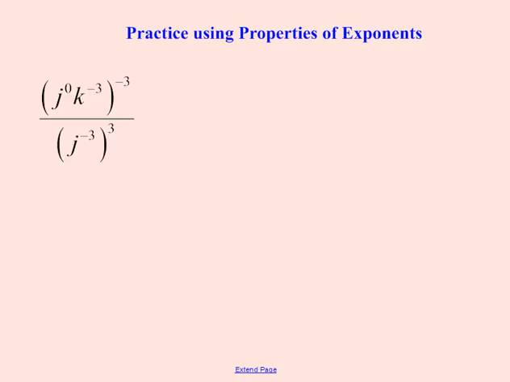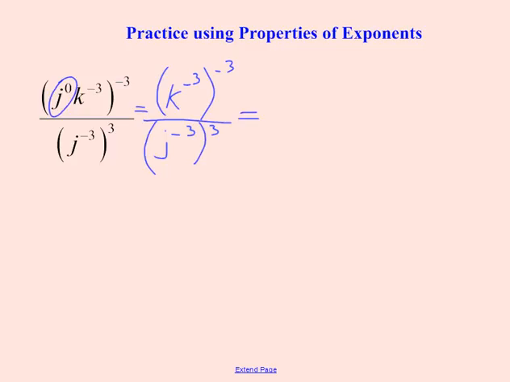All right, one final example. And it might be the most complicated, so pay attention here. First property that I see is the zero exponent property right there. J to the 0 is going to equal 1. So I'm going to rewrite this as k to the negative 3 raised to the negative 3 over j to the negative 3 raised to the 3rd. Now, I have a lot of negative exponents there, but I'm not going to use the negative exponent rule yet. I'm going to use the power rule first, because both in the numerator and the denominator, I have an exponential expression being raised to a power.